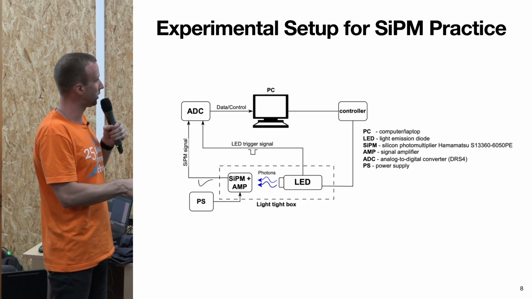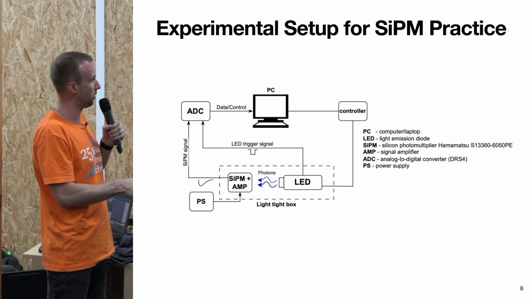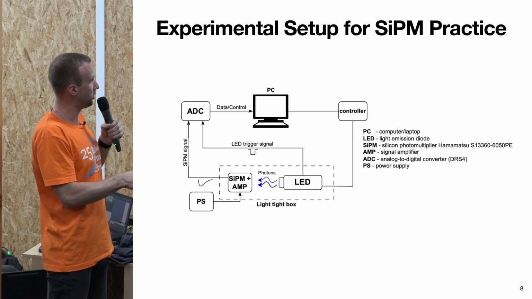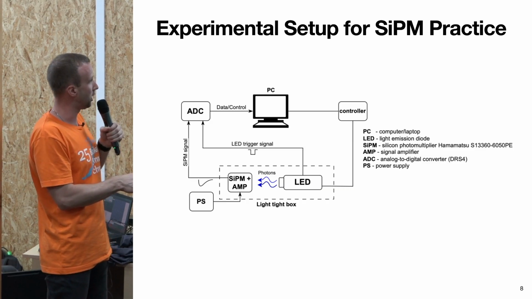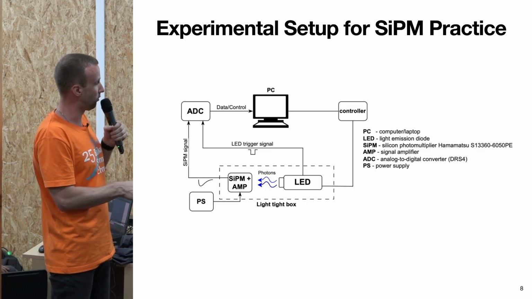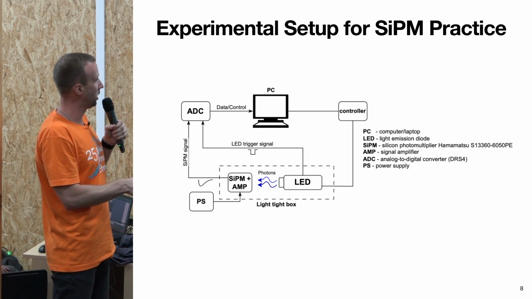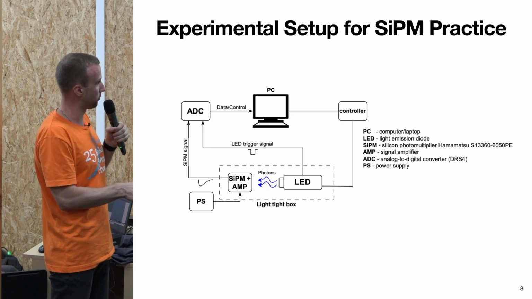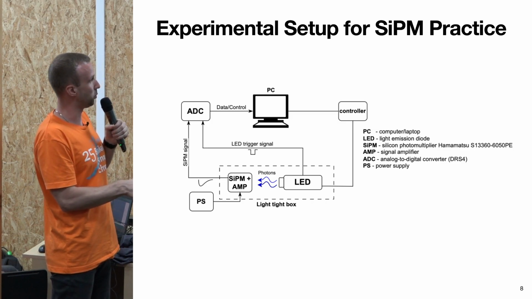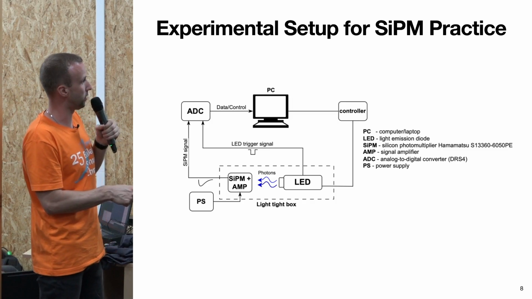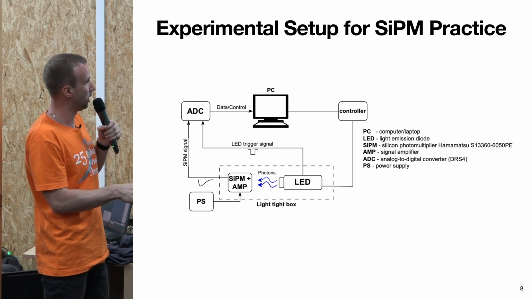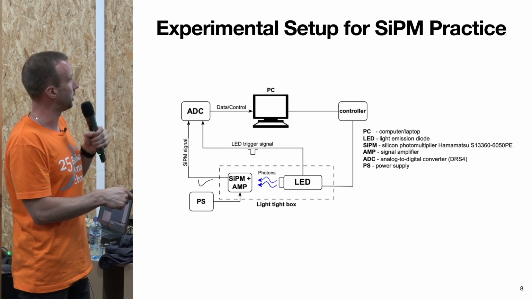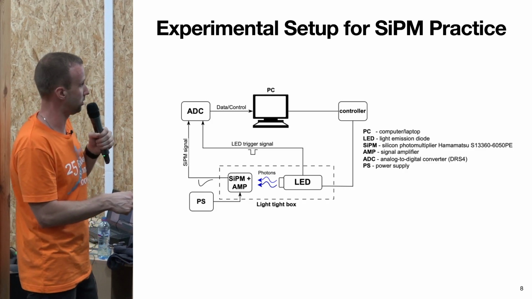So we also have a power supply, which supplies our amplifier and the photodetector. And we have an ADC, which digitizes the output signal from the silicon photomultiplier. We also have a synchro pulse, which we call the trigger signal, which triggers our ADC when we shine the light flash on the SiPM surface. And the data from the ADC is then saved on the PC and processed on the PC.